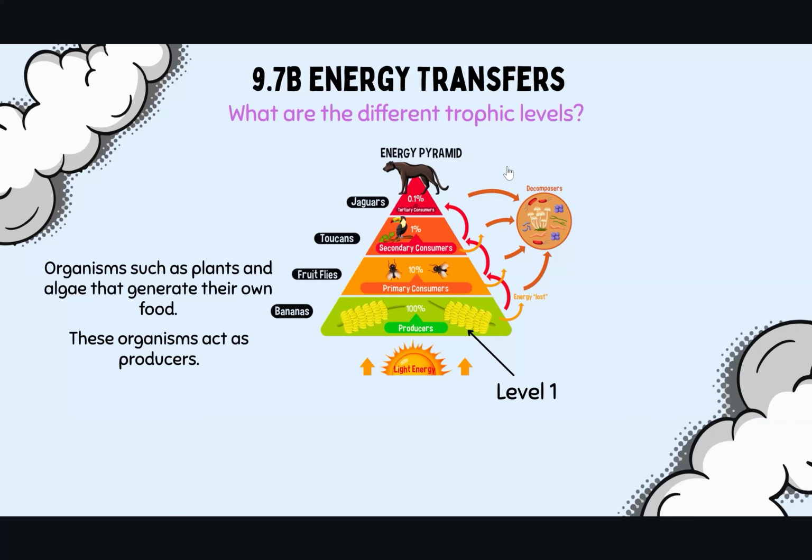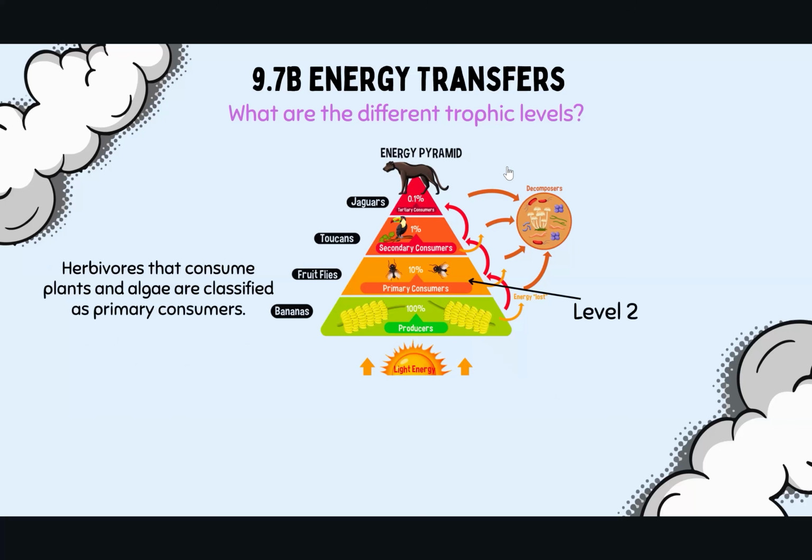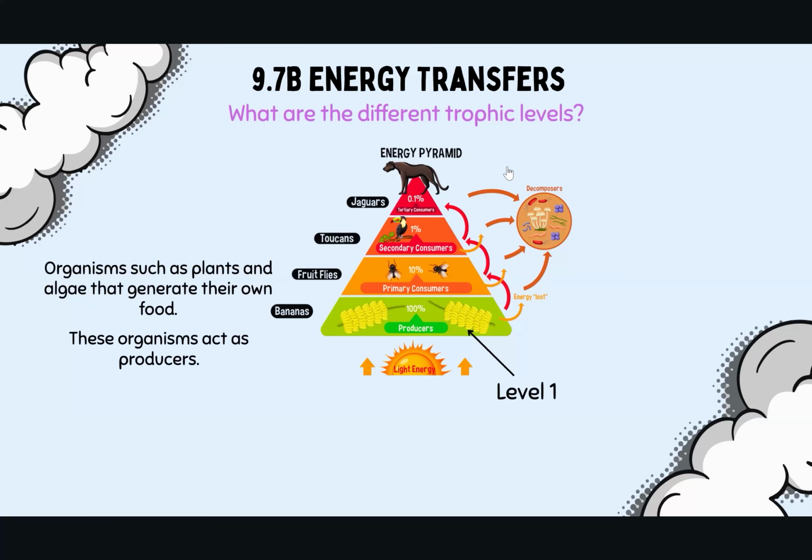So organisms such as plants and algae generate their own food. These organisms are known as producers. So it's something that we already understand. And what happens is the producers take in sunlight energy.